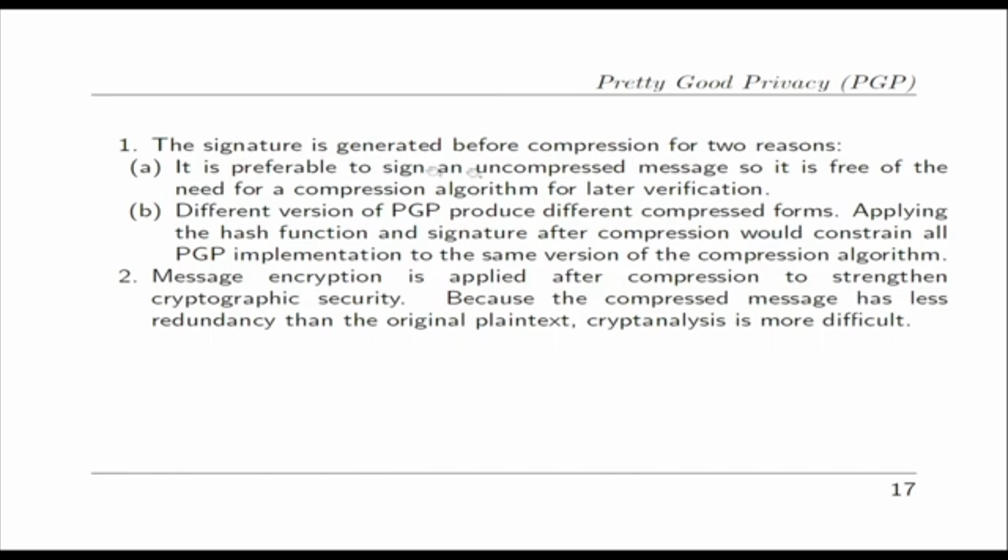The signature is generated before the compression for two reasons. It is preferable to sign an uncompressed message, so it is free of the need of the compression algorithm for later verification. And different versions of PGP produce different compression forms. So applying the hash function and the signature after the compression would constrain all the PGP implementations to the same version of the compression algorithm. So that's why we generate the signature before the compression.